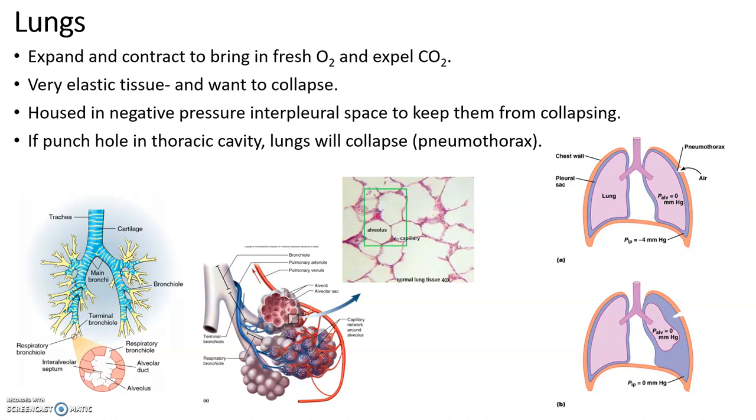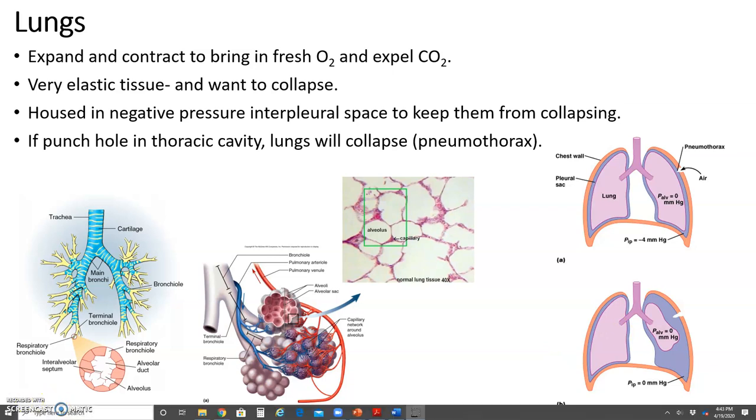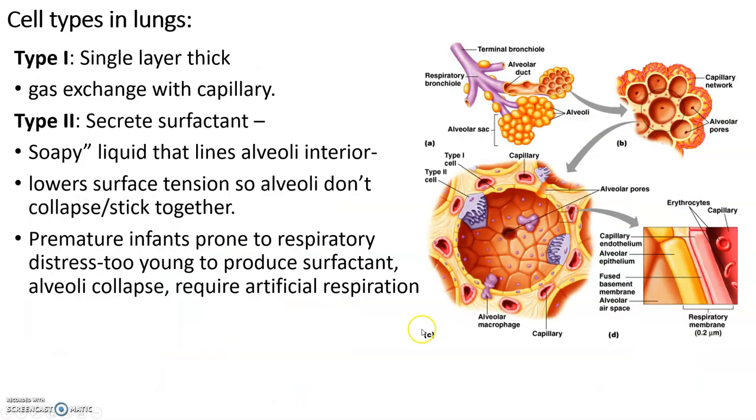And so the reason they don't collapse is they're inside of what's called our thoracic cavity, which is what houses our interpleural space. It's actually inside that interpleural space where our lungs sit, and that's a negative pressure environment. So in that negative pressure environment, they do not collapse. But we can get them to collapse if, say, we punctured a hole in the thoracic cavity, and that would cause the pressure inside to equal the pressure outside, and then the lungs would collapse in a condition that's called pneumothorax.